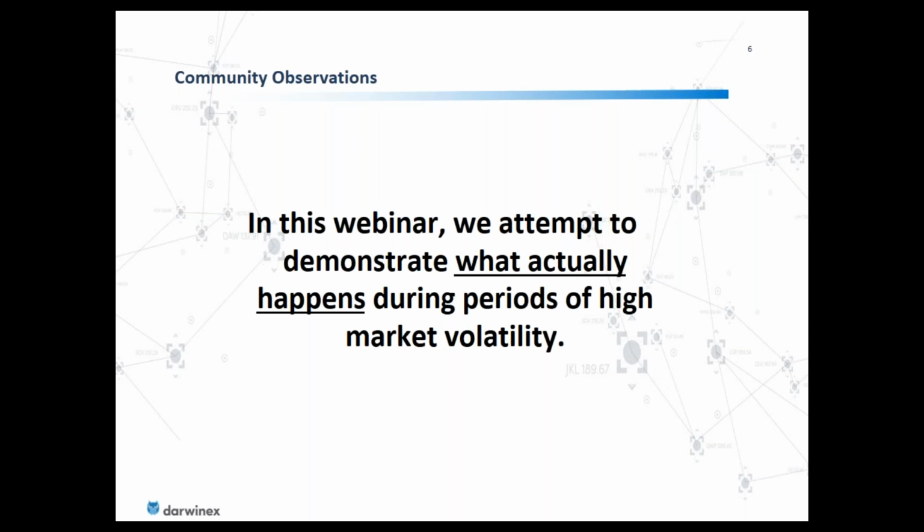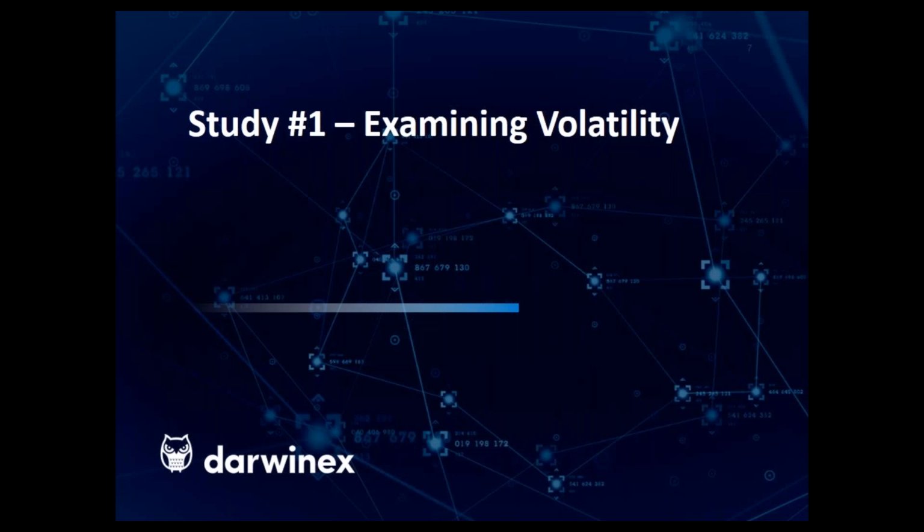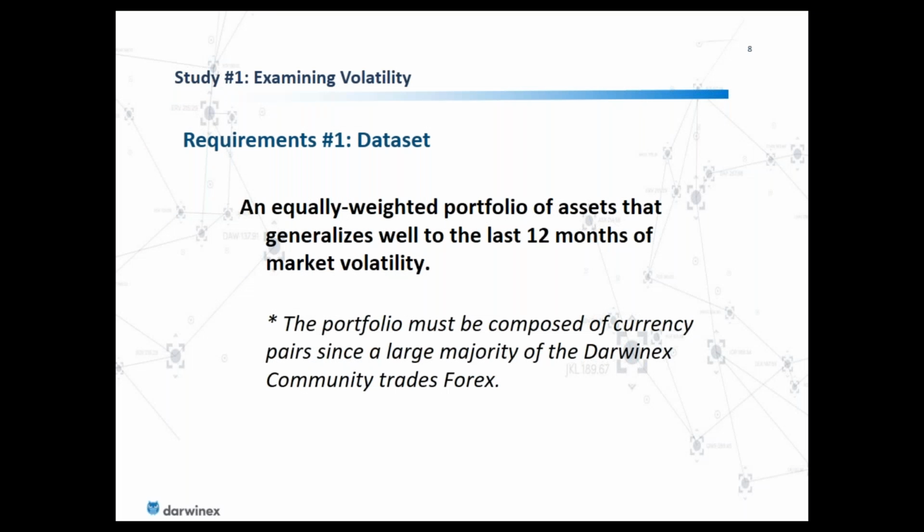In this webinar, we attempt to demonstrate, as I said, what actually happens during periods of high market volatility. So the first part of the study, examining volatility, we need to do a few things prior to making assumptions, analyzing the data set. We need to first create the data set. In order for us to do that, we decided that to create a data set on which to study volatility, we would need to use an equally weighted portfolio of assets that, when we calculated volatility on, that volatility generalized well to the last 12 months of actual market volatility.